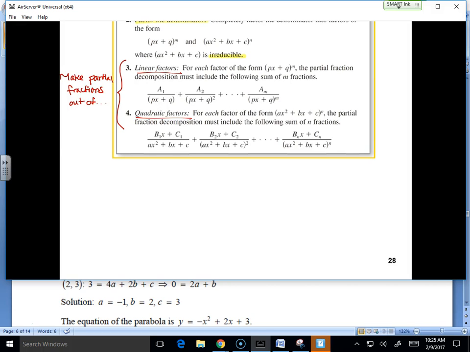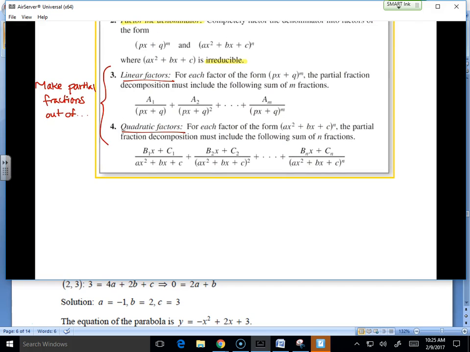Make partial fractions out of any linear factors that you have and any quadratic factors that you have. It depends on the problem. Sometimes you will just have linear ones, sometimes you will just have quadratic ones, sometimes you'll have both. It just depends. I don't really know if you need all of this writing per se. It's just saying, hey, this is what you do.